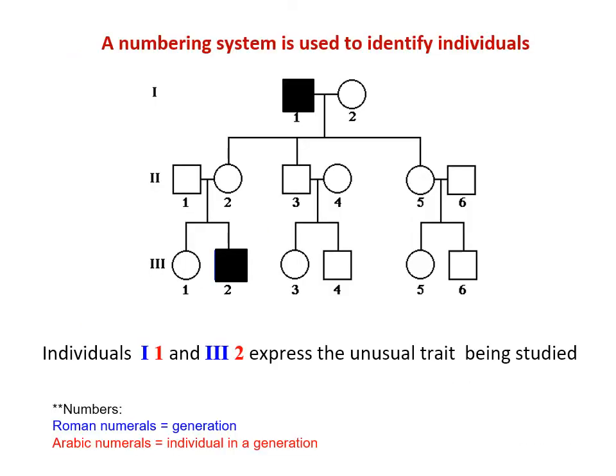In the pedigree chart, a numbering system is used to identify an individual. The Roman numerals indicate the generations, for example, the grandparents, the parents, and the children, whereas the Arabic numerals indicate an individual in a generation.